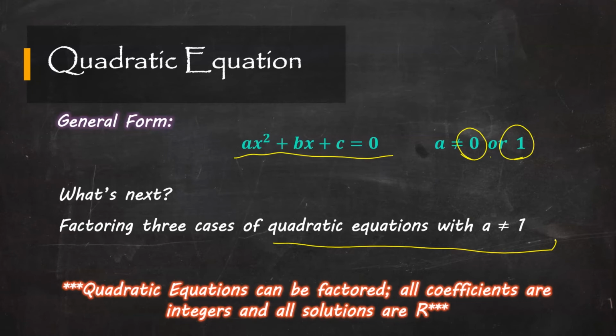Before we move on, I would like to make some simple assumptions. All the quadratic equations today can be factored, and those coefficients a, b, c are integers. And the last one is all solutions are real numbers. This makes it simple for us to practice factoring, so we don't have to deal with complex numbers as solutions, or fractions as coefficients. So let's move on to the first case.